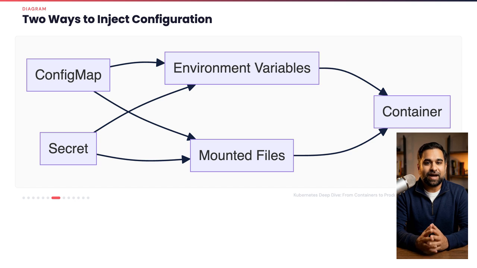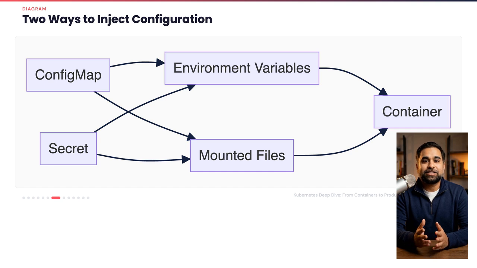I'm running a command on screen that encodes our username. When you run echo with the -n flag for admin and pipe it to base64, you get YWRtaW4=. That's admin encoded as base64. Let's do the same for the password. Echo -n super secret password piped to base64 gives us a longer encoded string.